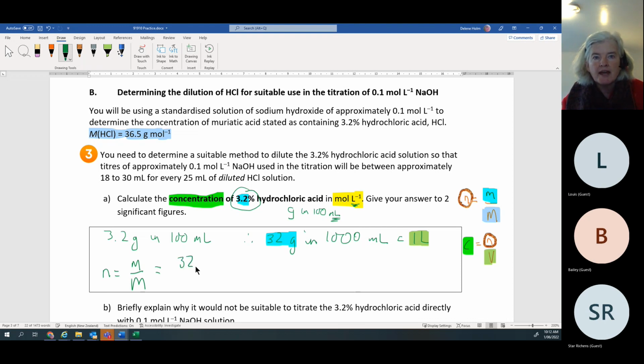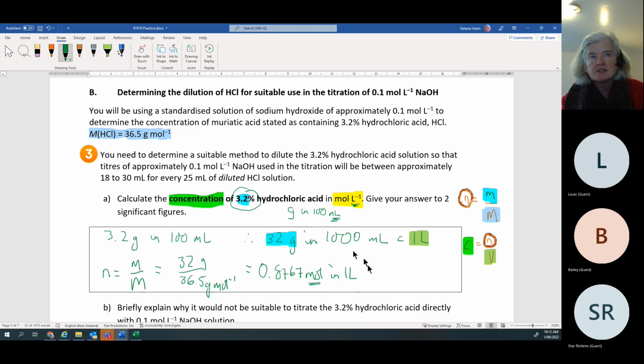So we've got 32 grams, all over 36.5 grams per mole. And so that is going to be equal to 32 divided by 36.5. I get an answer of 0.8767 mole. Remember your units. And that'll all be in 1 liter.